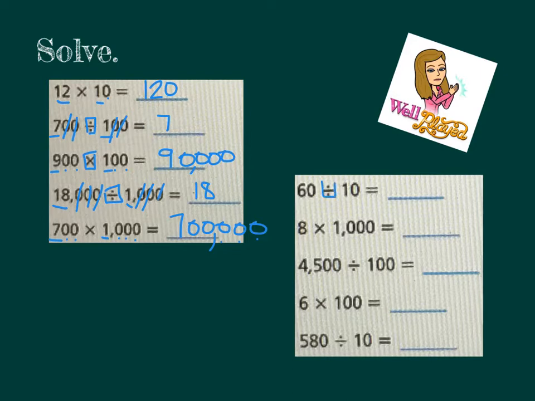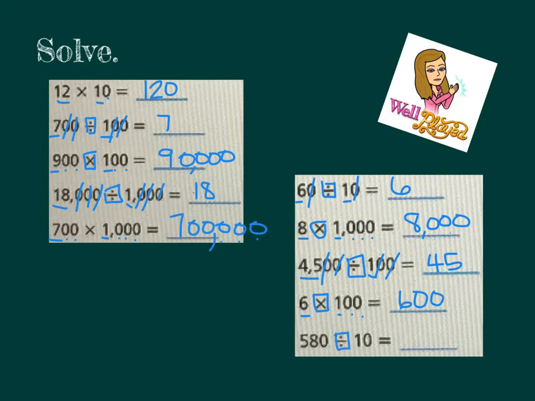60 divided by 10. So 6 divided by 1 first is 6. Cancel, cancel. No zeros to bring over. 8 times 1,000. 8 times 1 is 8. And we have 1, 2, 3 magic zeros for our product. 4,500 divided by 100. So front numbers, 45 divided by 1 is 45. And then cancel, cancel, cancel, cancel. No zeros to bring over. They keep canceling each other out with our division. All right, then 6 times 100. 6 times 1 is 6. 1, 2 magic zeros. 600.